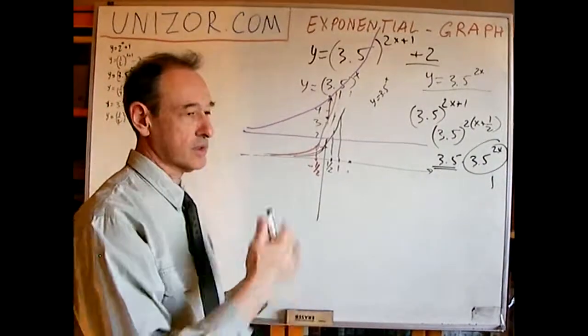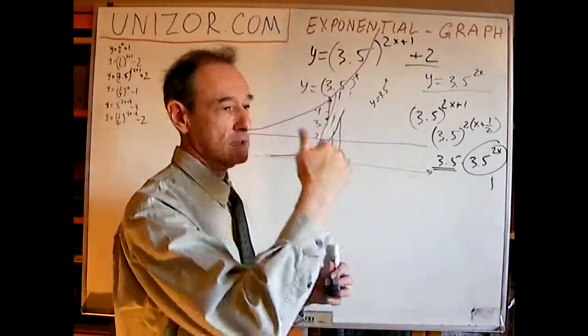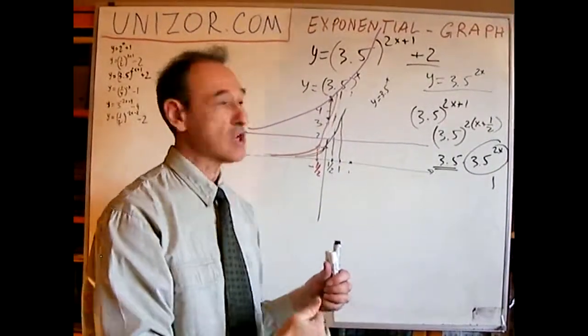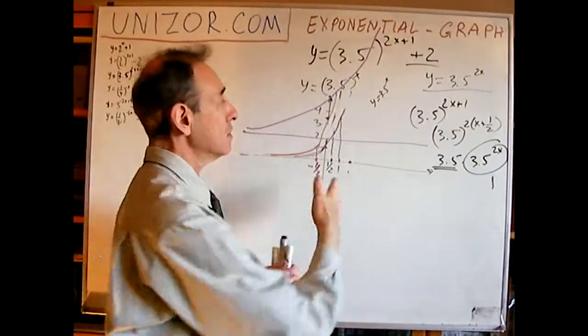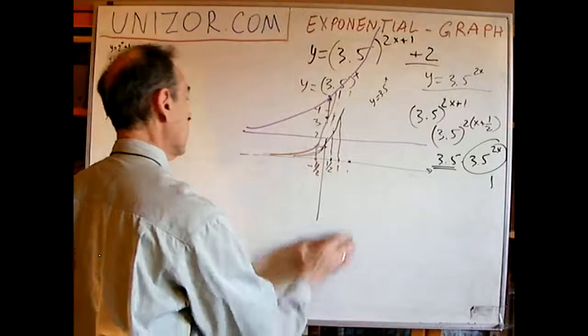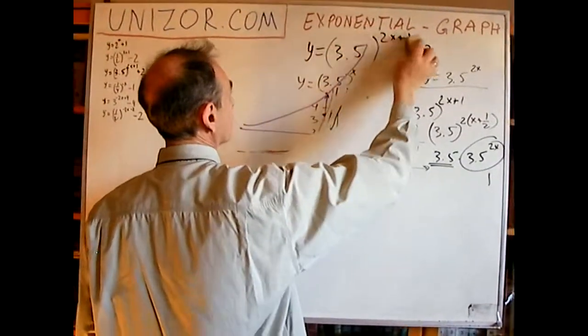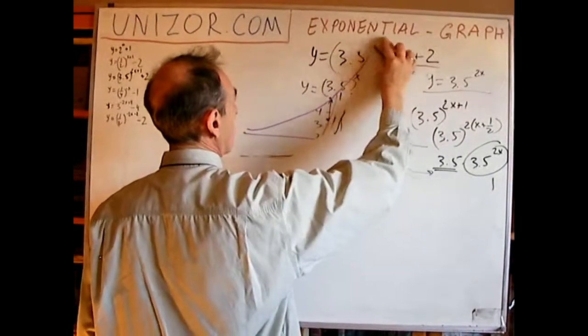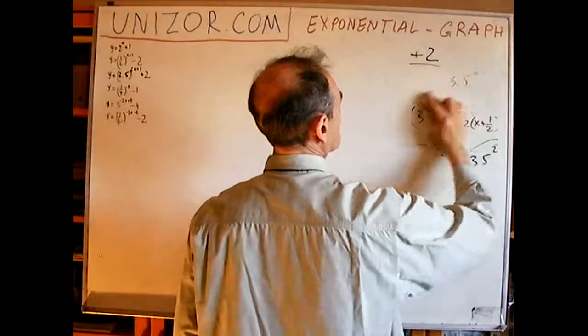What's most important in all these manipulations is to realize how to do step-by-step transformation of the original graph, which is 3.5 to the power of x, into whatever the graph you have. So this is just an illustration of the steps necessary, and I will repeat it for a couple of other graphs as well, so I'm sure you will understand the point.